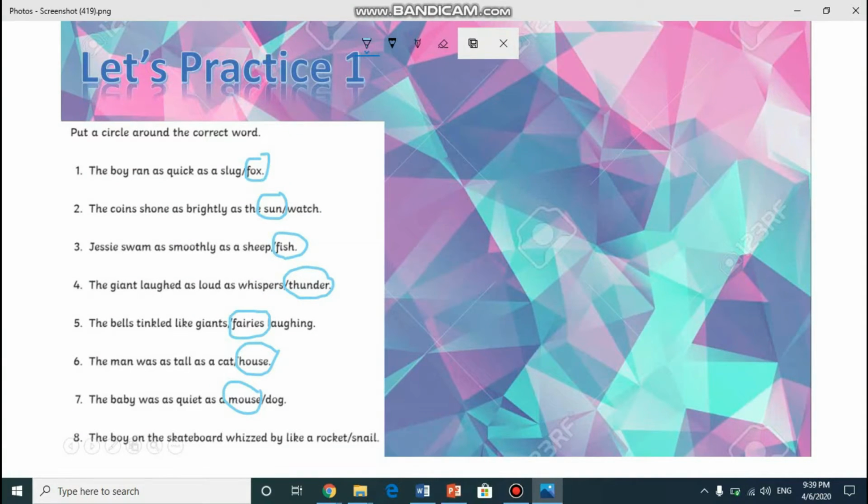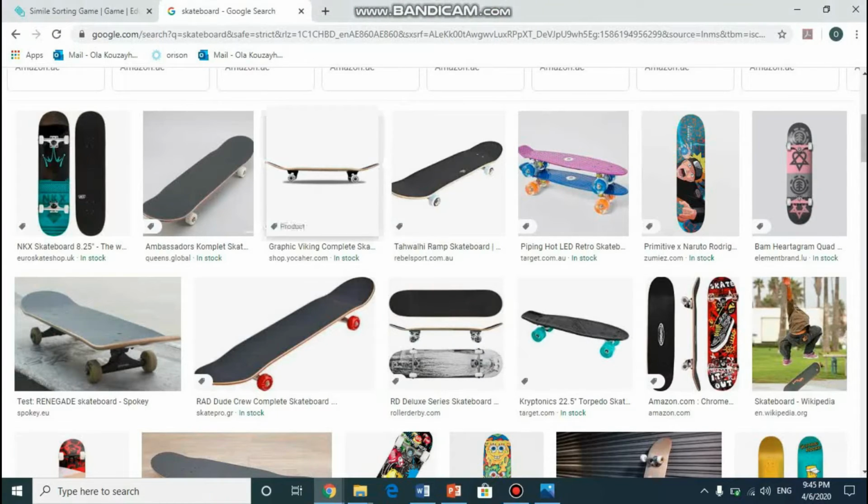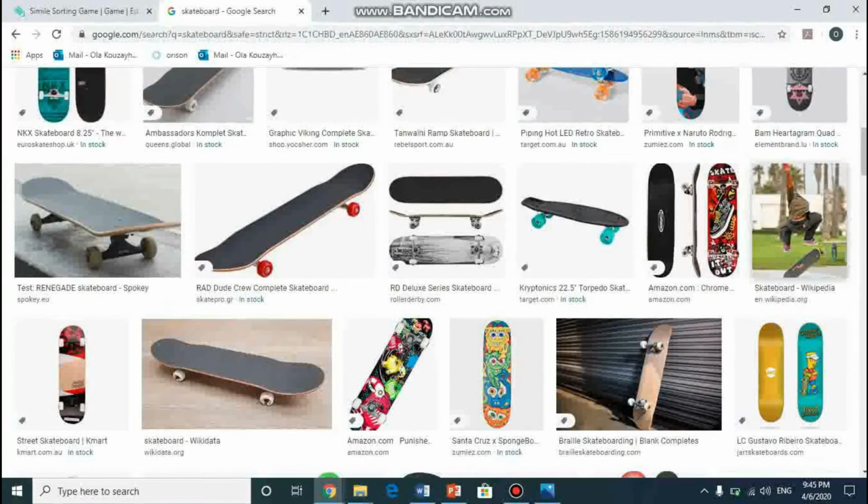Now, sentence number 8. Last one. I have the boy on the skateboard. So you know what's a skateboard? It's actually a tool that is used by boys or girls in order to play. Let me show you a picture of a skateboard. Okay, so what you see on the screen right now, this is a skateboard. This is an actual tool used by young people in order to play and have some activities. You can see that they can jump and they can do some really nice movements with a skateboard.